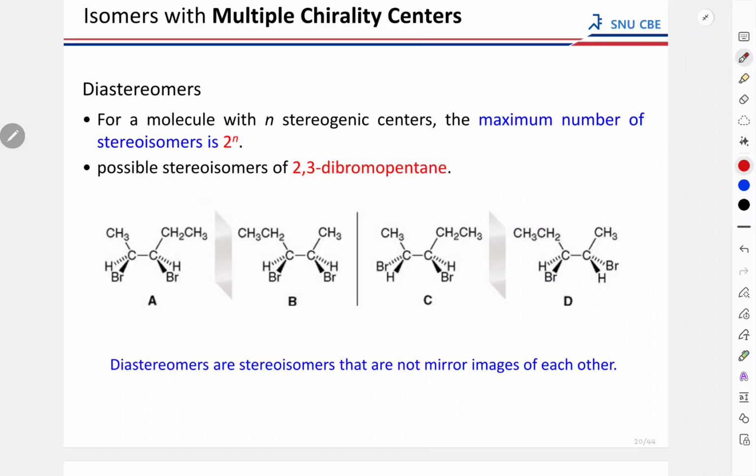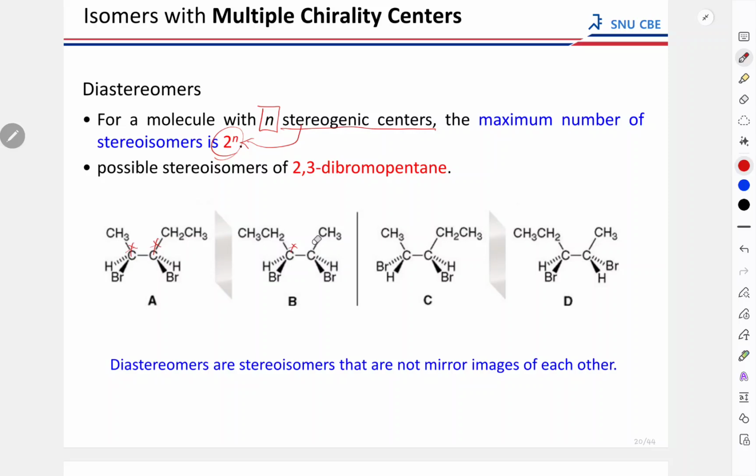So for a molecule with n stereogenic centers, n asymmetric centers in other words, the maximum number of stereoisomers is 2 to the n. Okay? So if you apply 2, for instance, to the n, then you get 4. That's the maximum number you can expect from a molecule containing 2 asymmetric centers. And this is the example, the possible stereoisomers of 2,3-dibromopentane. So this is a pentane. You have 1, 2, 3, 4, 5 carbons. At the 2 and 3 positions, you have bromo groups.